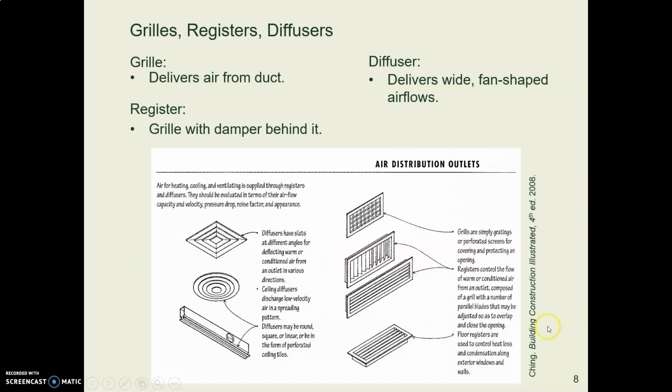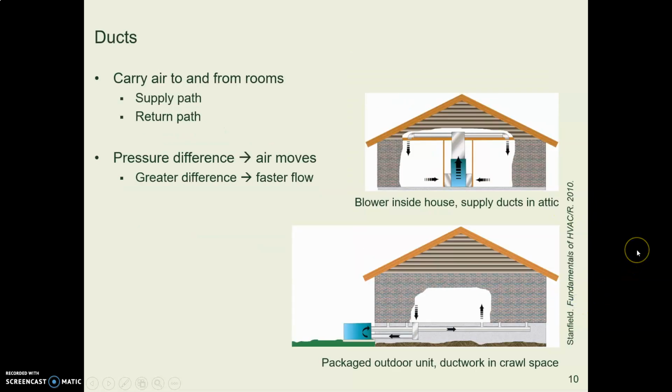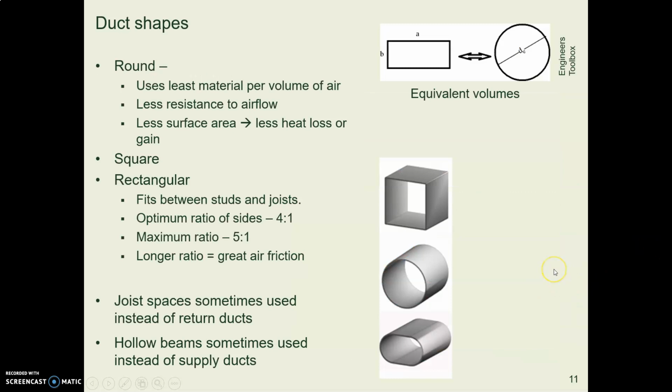Then we've got registers, these things with slats in them that distribute the air into the room. And they might have dampers behind them, these adjustable things, so you can adjust the airflow. And then it's the ducts themselves, like big pipes for the air, that carry the air into the rooms of your house. They can be made of sheet metal or they can be made of fiberglass sheets, and they come in different sizes.